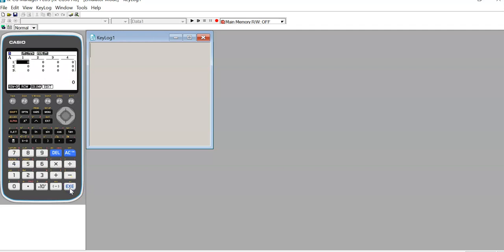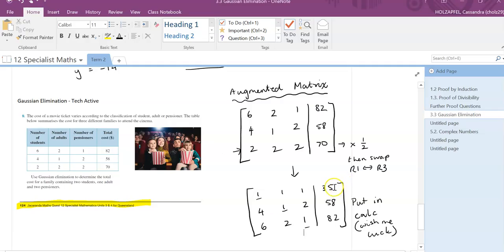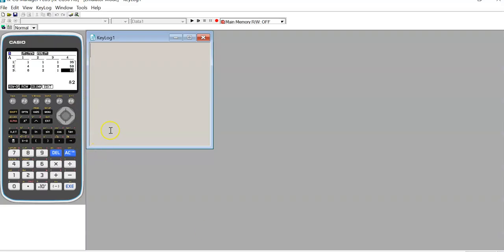Yes, excellent. All right, so now can I type in my values? 1, yes, good. 1, 1, and 35. And then the next row was 4, 1, 2, and 58. And then the last row was 6, 2, 1, and 82. So let's just go back to that question to check that those values are right. So this would have been 70, 58, and 82. Yep, cool. Okay. And I think the rest of those coefficients I've put in correctly now.